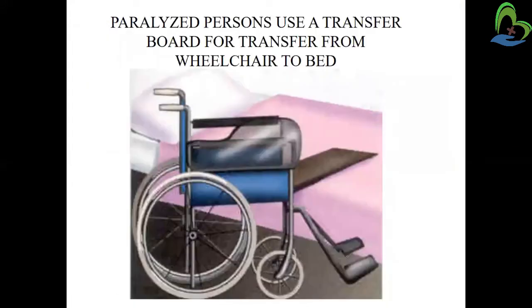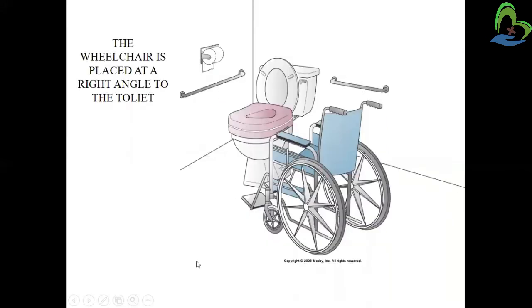Next, for a specialized paralyzed person, we can use a wheelchair for transferring the patient from bed to chair or wheelchair to bed. So this is the structure of the wheelchair, and the patient's legs are put on the footrest, and we always lock the wheelchair. While transferring, while seating the patient from bed to chair, we lock the wheels of the wheelchair. Here the wheelchair is placed at a right angle to the toilet.